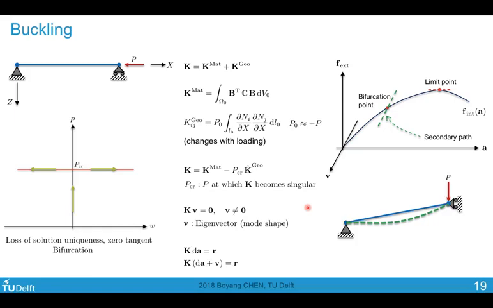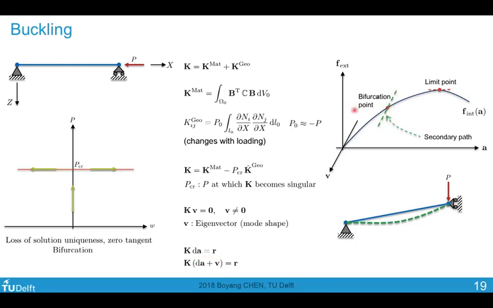The meaning of having this singular tangent stiffness matrix and this non-zero eigenvector is that if we were to have this equation where our tangent stiffness matrix multiplied with the displacement correction dA equals our residue, now I can add to this displacement correction an arbitrary scaling of this eigenvector and still get the same residue, which means that having this additional deformation mode is not contributing to any internal force. This is basically the mathematical representation of the secondary path here.